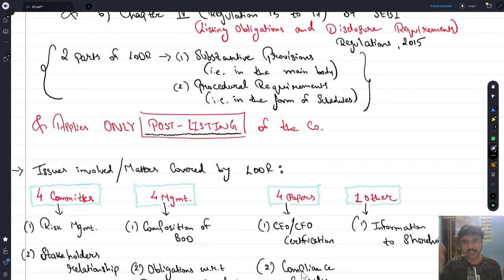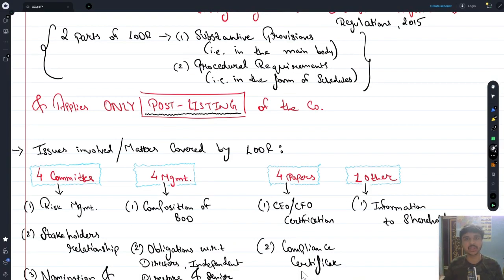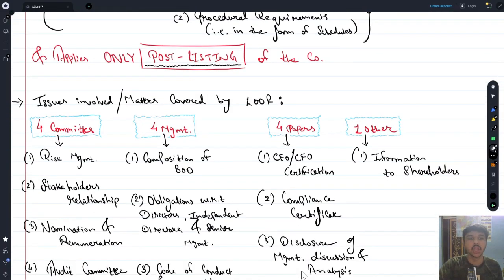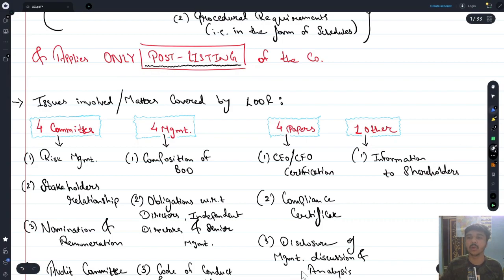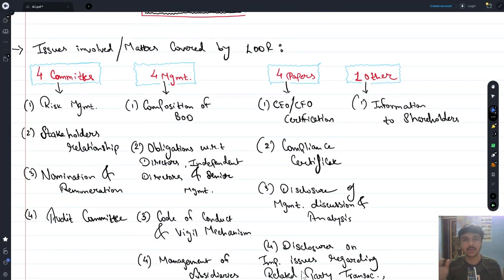LODR also has two parts, right? I told you about the basics, the Companies Act and the LODR. The first part is the substantive provisions contained in the main body of the LODR, and the second is the procedural requirements as per the SEBI LODR regulations, in the form of schedules. We are going to study only the regulations. Our portion consists of only regulations. So SEBI LODR applies only and only to what? Post listing of the company. Once it is listed on a recognized stock exchange, the SEBI LODR regulations become applicable, and yes, they are more stringent than the Companies Act. So how many issues or matters are covered by the SEBI LODR regulations?